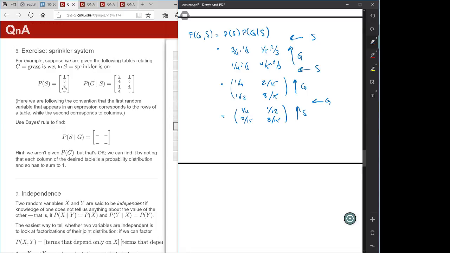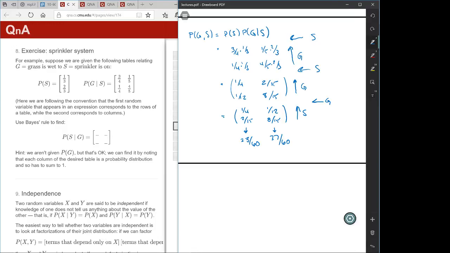And now to make this a conditional distribution, what we would like is for each column of this table to sum to 1. So if we calculate the sum of this column, it is 23/60, and the sum of this column is 37/60. And so what we would do then is divide each element of this column by the sum, and then each element of this column by the sum.